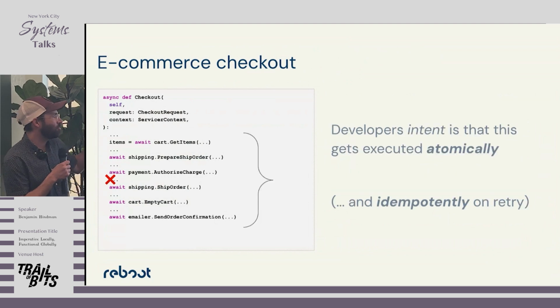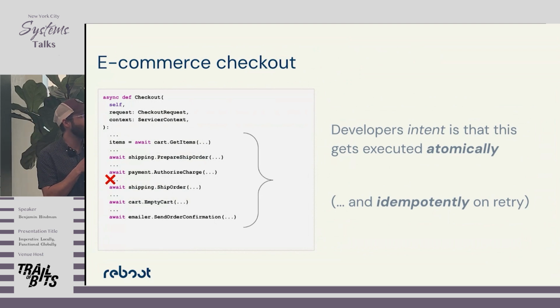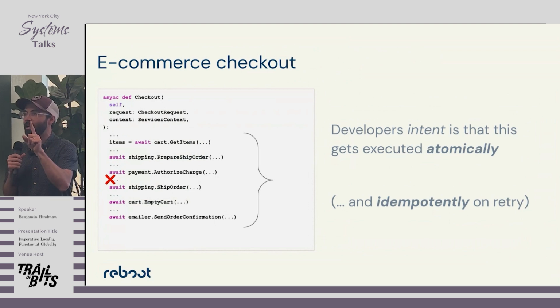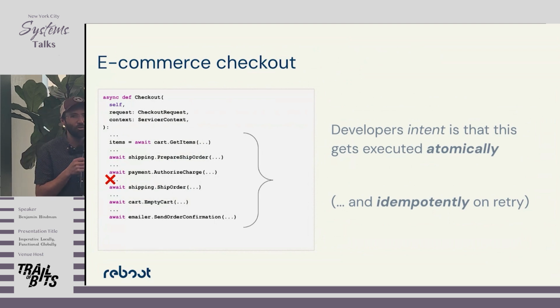The reason why people write a lot of code like this that runs as, say, lambdas or microservices is because oftentimes the developer's intent is that all of this actually executes atomically. And of course, if there happens to be a failure on the front end and they want to retry, that it only happens once, right? That it happens idempotently.